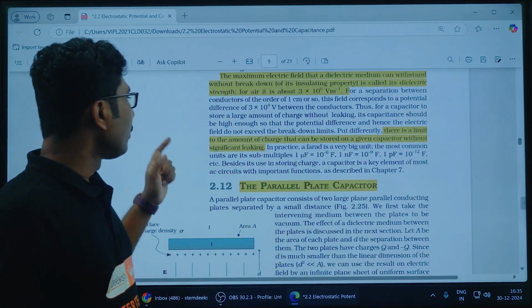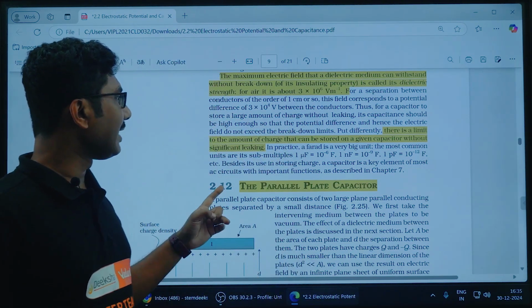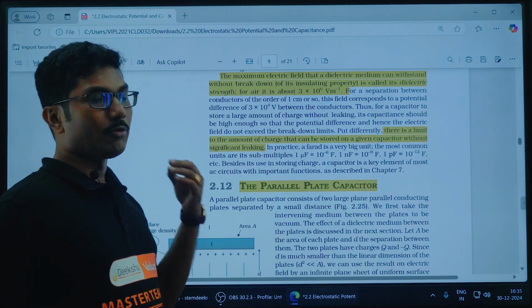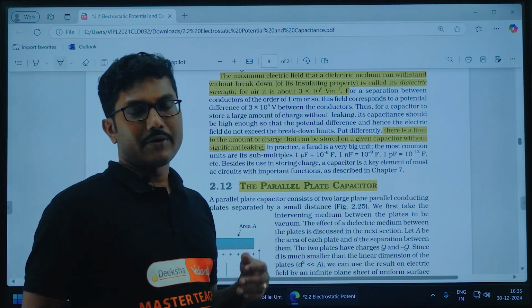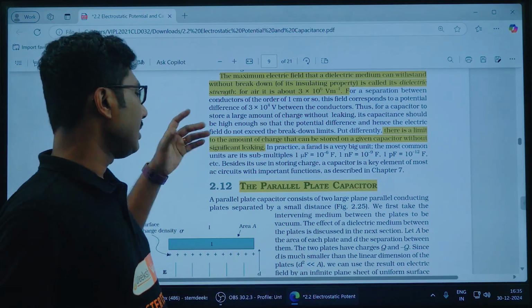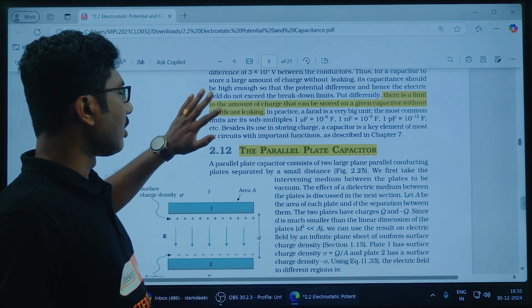There is a limit to the amount of charge that can be stored on a given capacitor without significant leaking. That part is called leaking. There will be small leaking every time, but if you cross that limit, then definitely it will leak in an instant, but small leaking is possible. So, this is also an important point for objective questions.